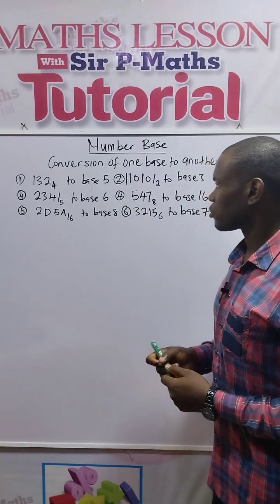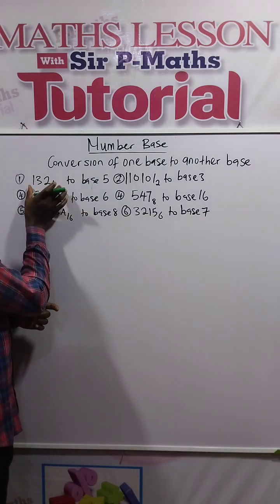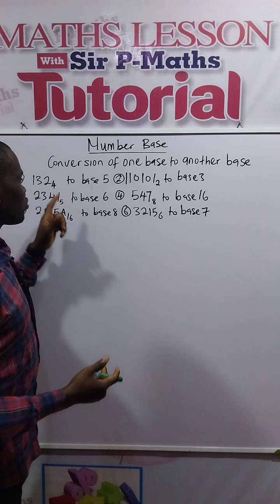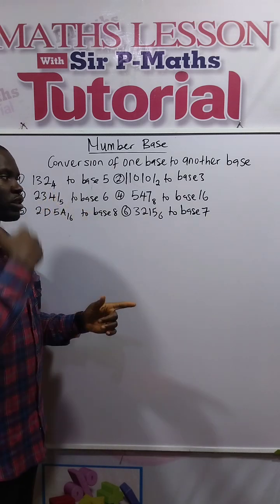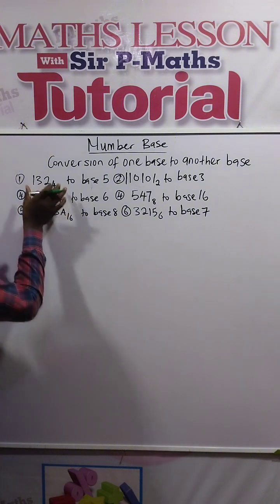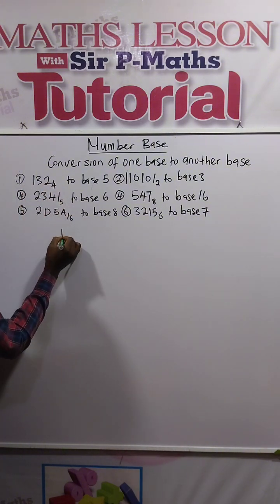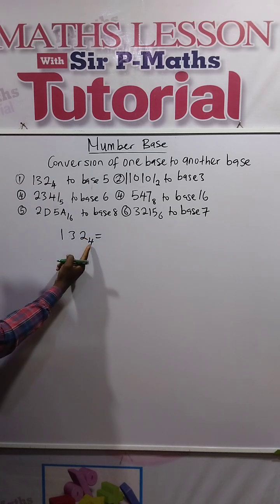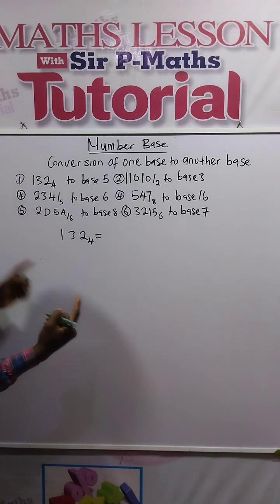Let's start with question number 1. Now, to achieve that, what you do first is to convert the number given to you in one base to base 10. And when you have converted it to base 10, from that base 10, you convert it to the other base. All right. So let's convert this number first to base 10. I'll have 132 base 4. So base 10 means expansion by 4, multiplying by their indices and summing up.